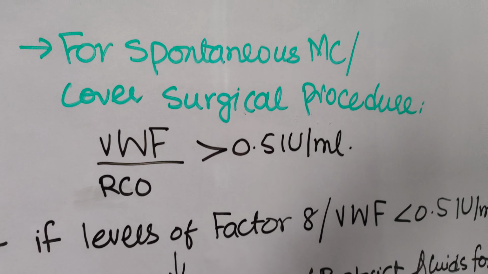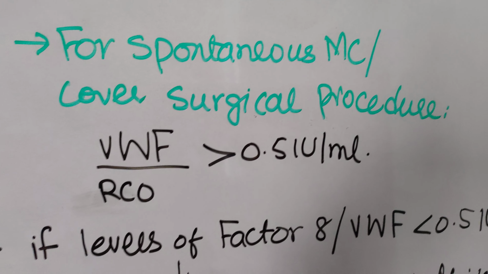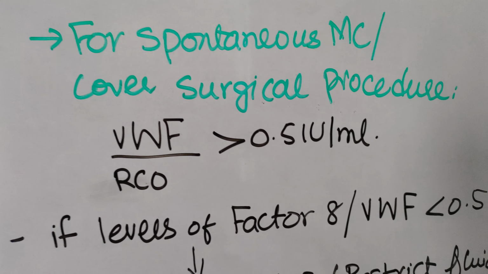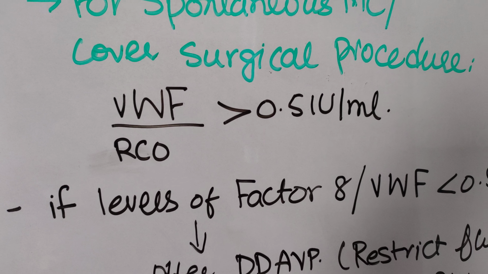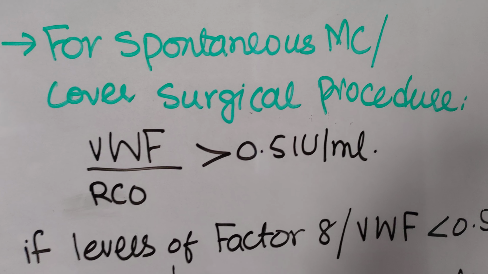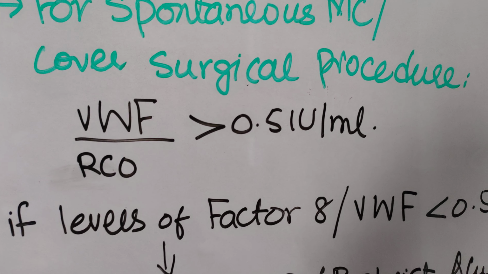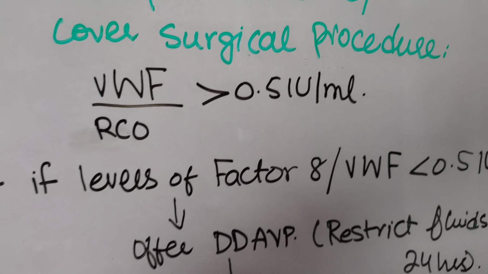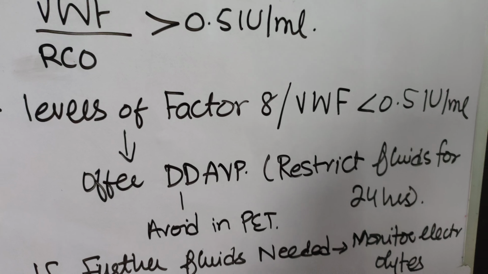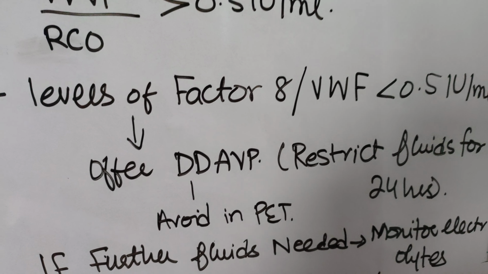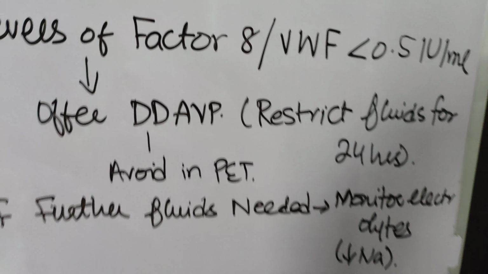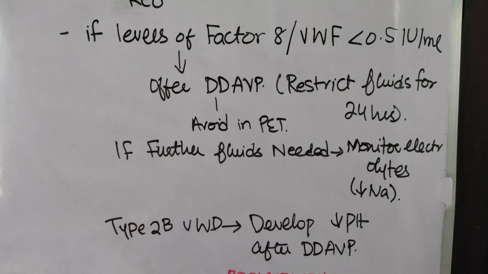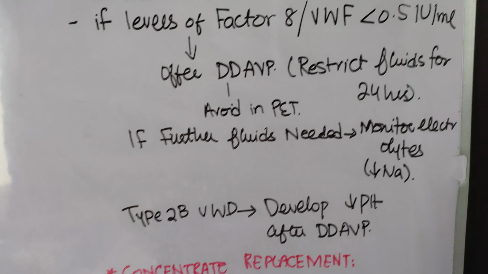Okay, so for spontaneous miscarriages, and in order to provide cover for surgical procedures, the von Willebrand factor and the ristocetin levels should be more than 0.5 international unit per ml. If the levels of factor 8 and von Willebrand factor are less than 0.5 international unit per ml, you offer them desmopressin, but then you prefer restriction of fluids for 24 hours.